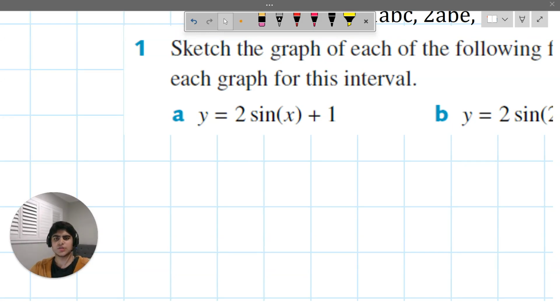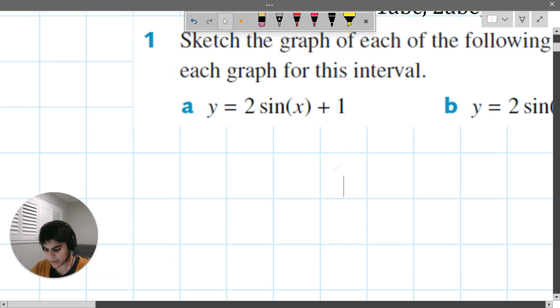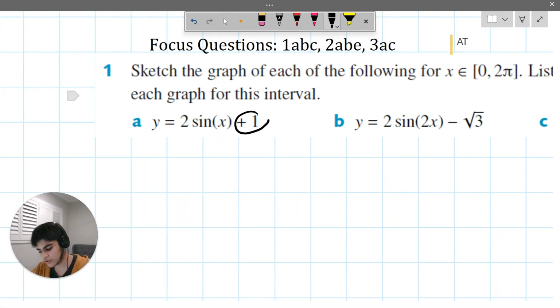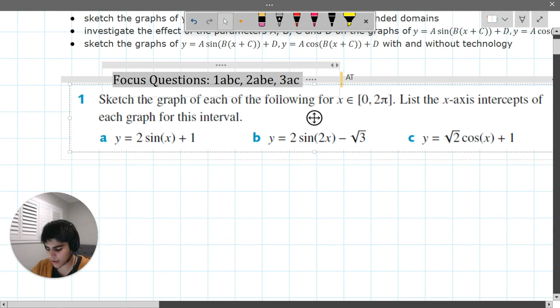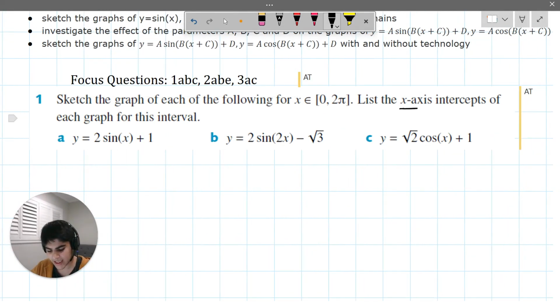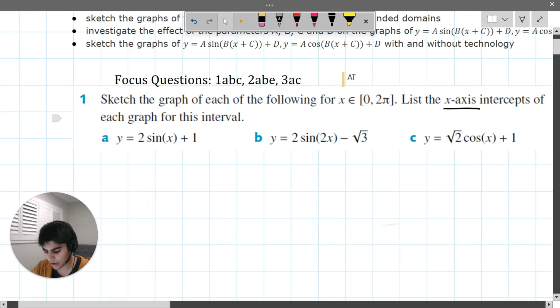This is Sketching Trig Functions Part 2. Now in this page we are dealing with vertical translations. Now for this question, we first need to find the x-intercepts for each graph.